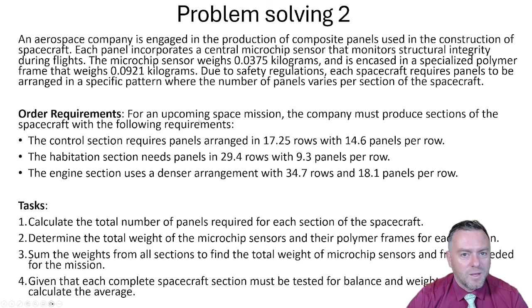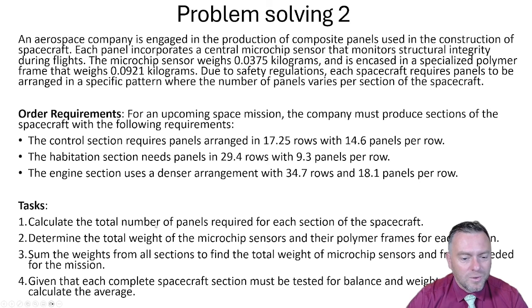Order requirements for the upcoming space mission: the company must produce sections of the spacecraft with the following requirements. The control section requires panels arranged in 17.25 rows with 14.6 panels per row. The habitation section needs the panels in 29.4 rows with 9.3 panels per row. And the engine section needs a denser arrangement with 34.7 rows and 18.1 panels per row.